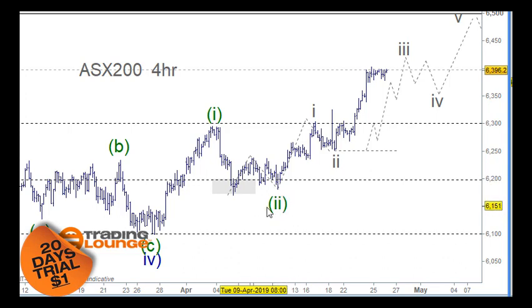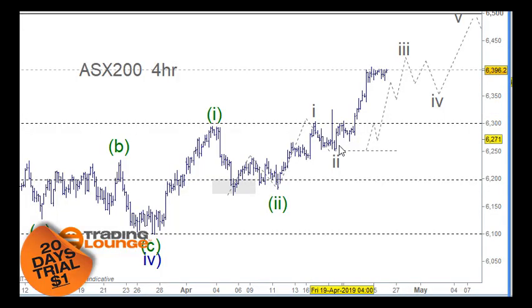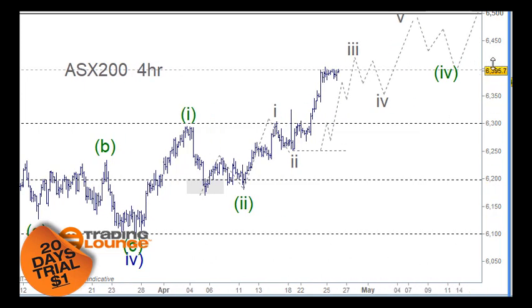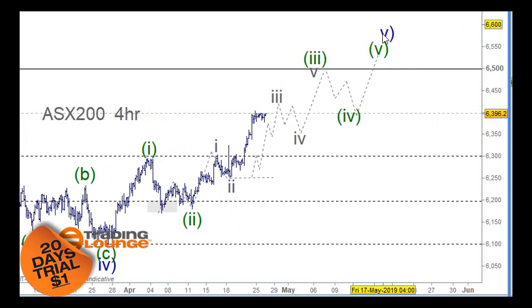So I think this is kind of right here, and the reason for that is because when we're counting this structure up here for 1 and 2, that's cool, but this structure here, you can really see that it's the longest and the strongest so far, so it's likely to be the 3rd wave in terms of 1 and 2 and 3 and 4 and 5 here to finish the 3rd wave, and then the 4th, and then the 5th wave up higher here into the 6,500, where we'll see a reaction, and then the 5th wave above that. 5 waves will be in this structure here.